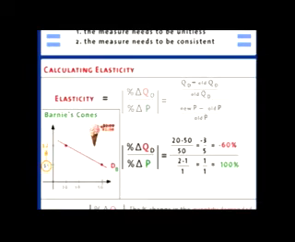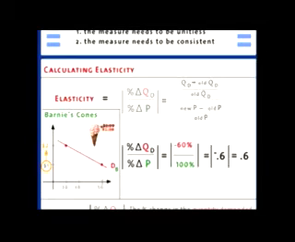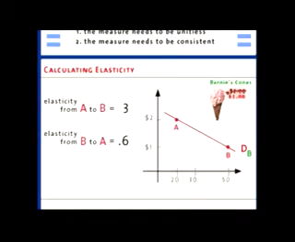Now, wait a minute. Something's wrong here, isn't it? We're getting one elasticity measure as we move from point A to B, and we're getting a different elasticity measure as we move back from B to A. Somehow that seems confusing. We'd like to have a measure of responsiveness that doesn't depend on whether we start at A and move to B, or start at B and move back to A.